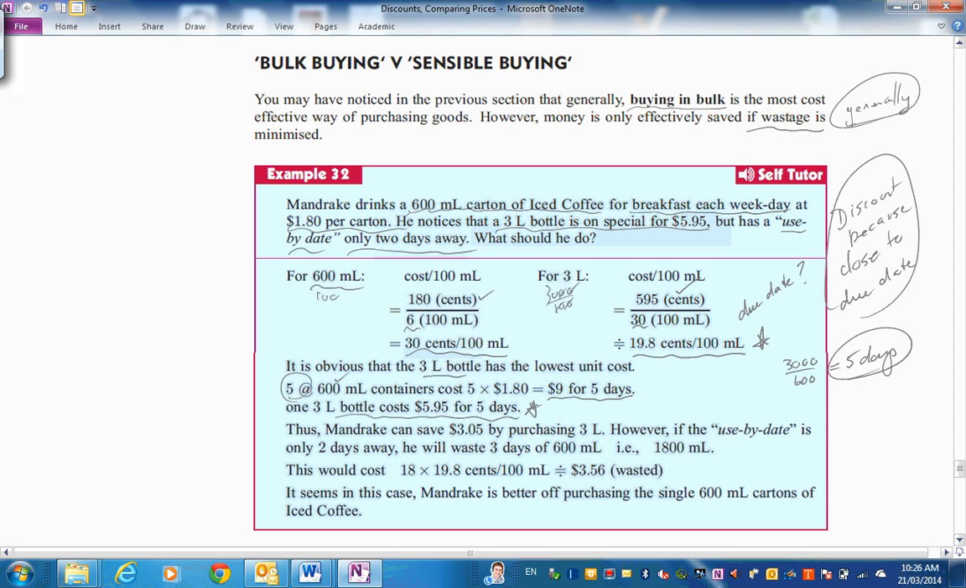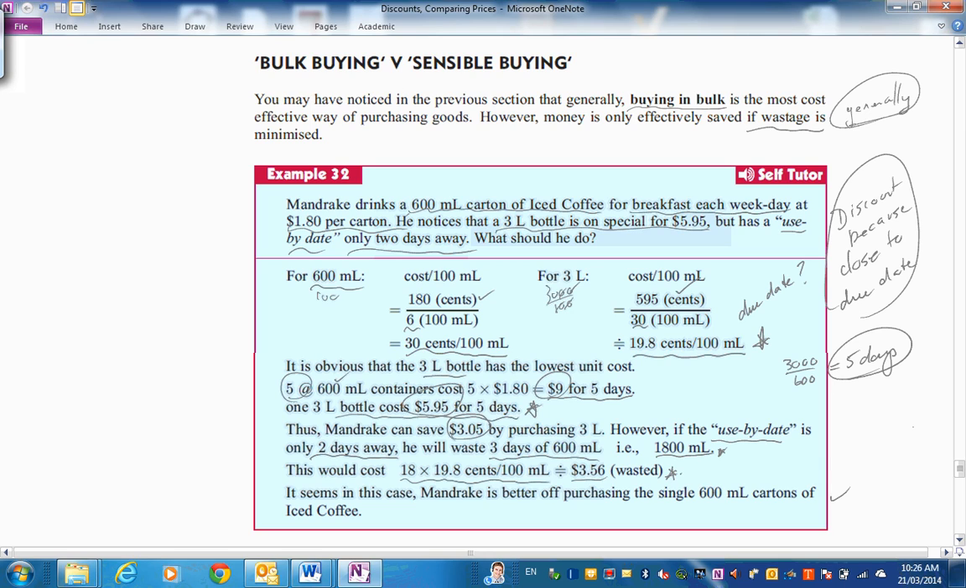But hang on, if the use-by date is only 2 days away, you're going to waste 3 lots of 600 mils, 1,800 mils, so you're going to waste $3.56. And that's more than what you saved. Okay, you saved $3, isn't it? $9 versus $5.95. But will you use it all? If you have to waste 3 days of 600 mils, 1,800 mils, then that is 18 by 19.8 cents. Yep. So you better just get the single ones so they don't go off.